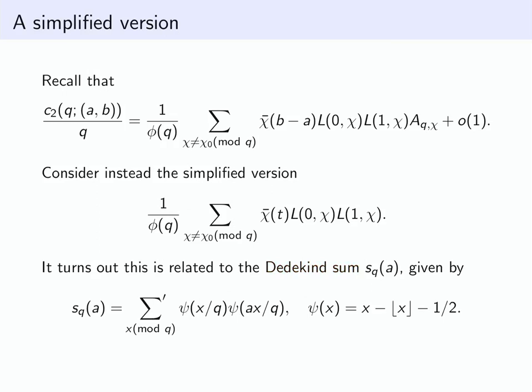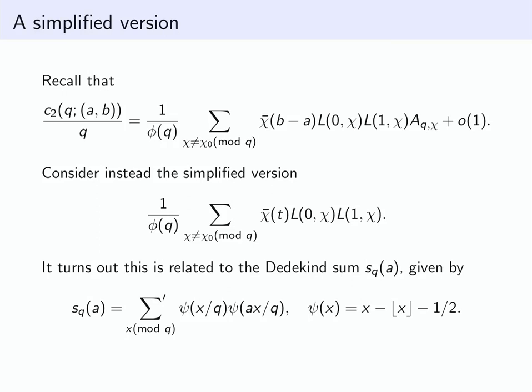I'm assuming that throughout the remainder of this talk. So you sum over the residues mod q of the sawtooth function evaluated at x over q times the sawtooth function of ax over q. In particular, let's pretend that a is 1. Then you're just summing psi squared over these things. You should get something that basically approximates the integral of psi squared, which is 1/12.